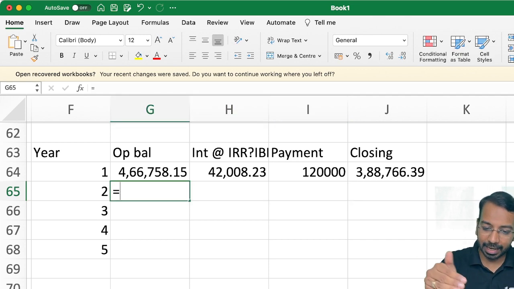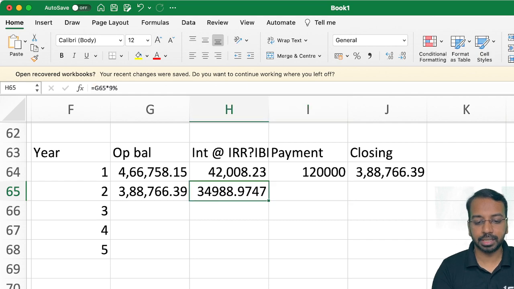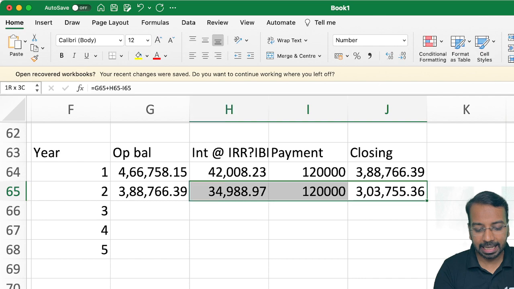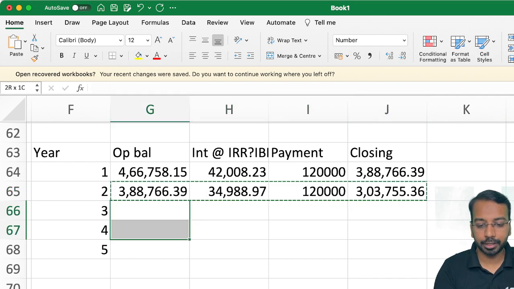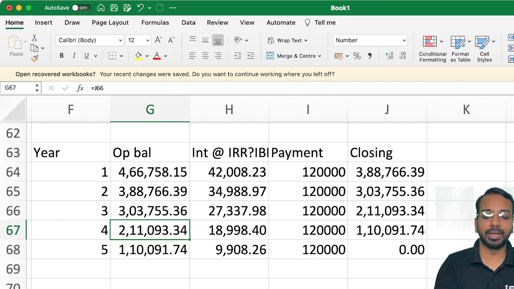Then second year opening balance 388,766. Interest, this multiplied by 9%, which is 34,988. Payment 120. Closing balance 303. Like this, if we continue for 5 years, at the end of the 5th year, lease liability will become 0.